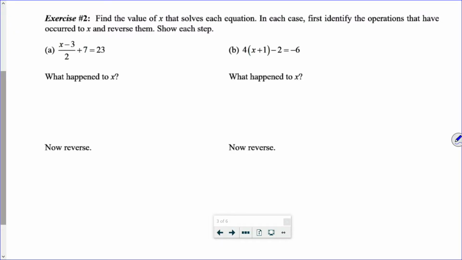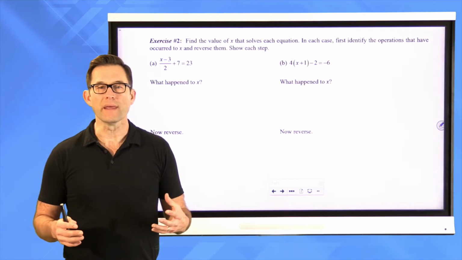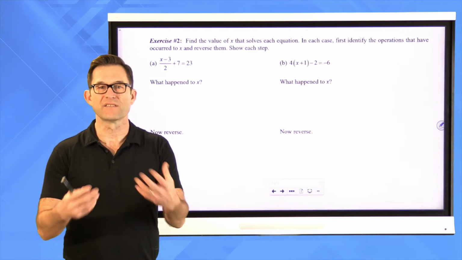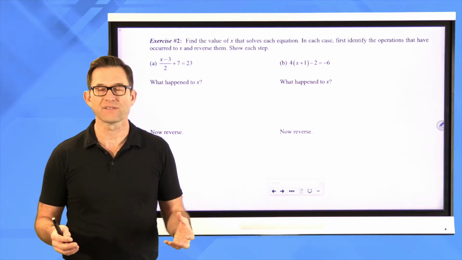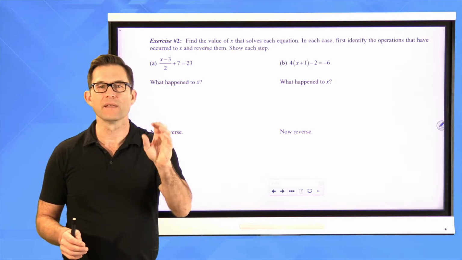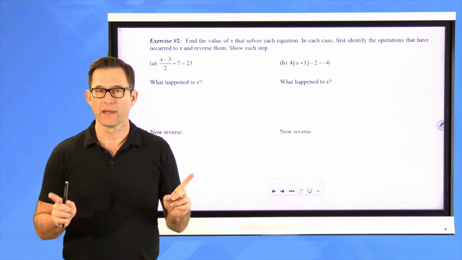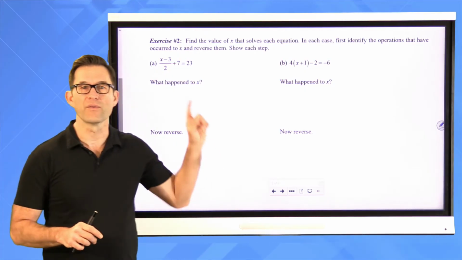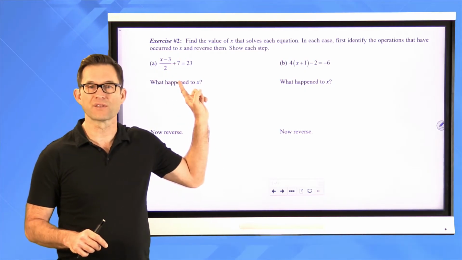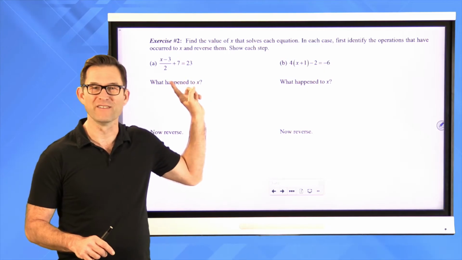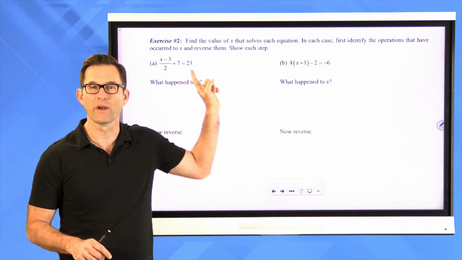Find the value of x that solves each equation. In each case, first identify the operations that have occurred to x and reverse them. Show each step. All right, so normally we wouldn't just list these steps of what has been done to x, okay? We want to be able to just visualize them and think about them. But in these two, I'd like to do that. Let's do letter A together. We've got (x minus 3) divided by 2 plus 7 equals 23.